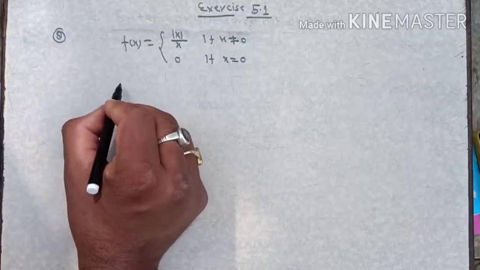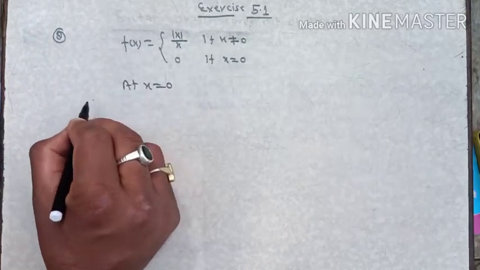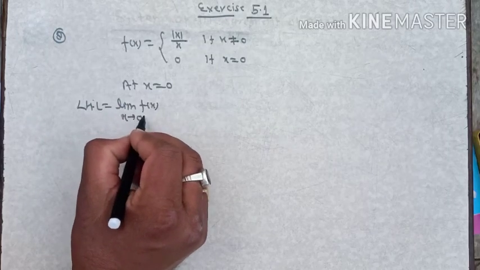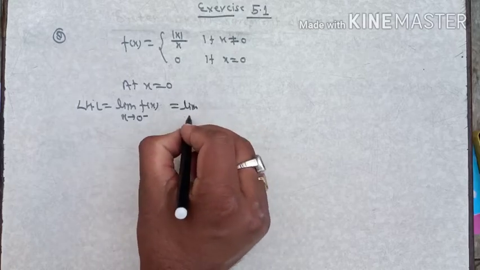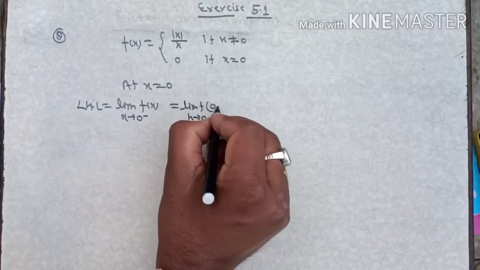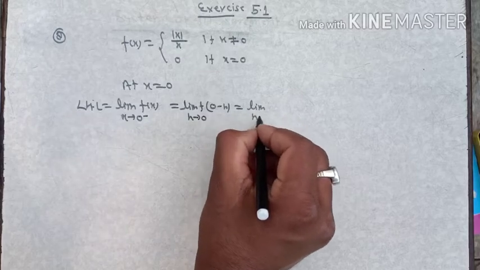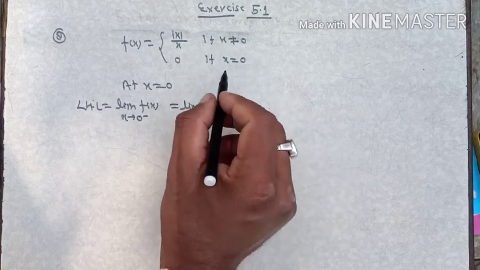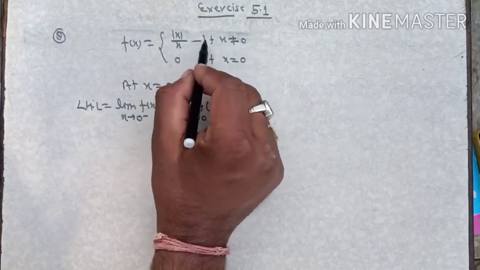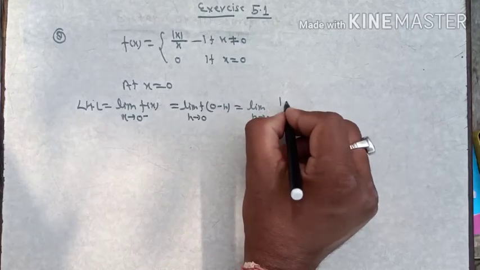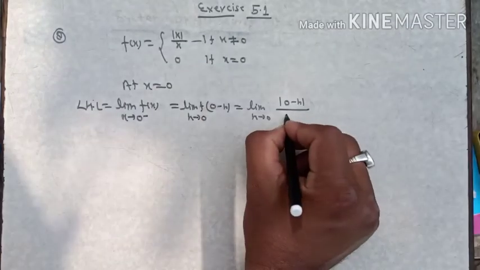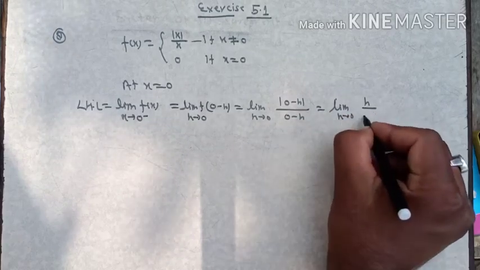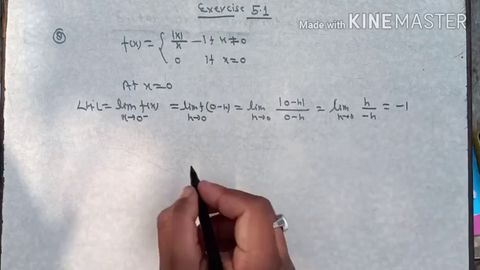So at x equal to 0, the left hand limit is equal to the limit of f(x) as x tends to 0 negative, equal to the limit as h tends to 0 of f(0 − h). 0 − h means less than 0. In the case of x less than 0, |0 − h| over (0 − h) means h upon −h, h cancels, we get −1, so the left hand limit is equal to −1.